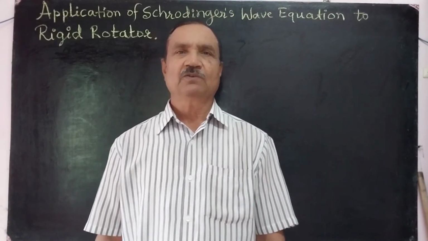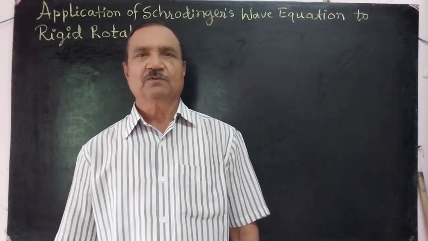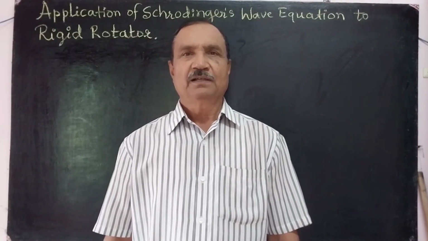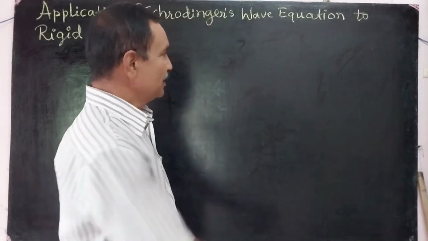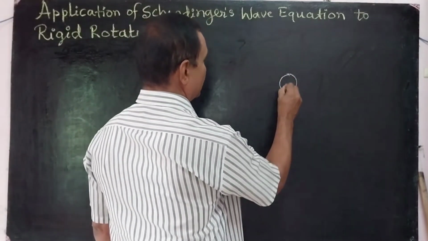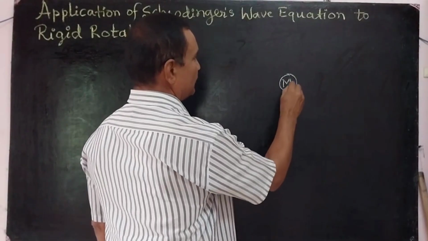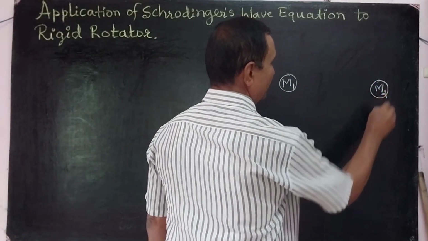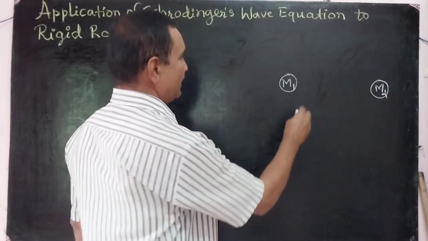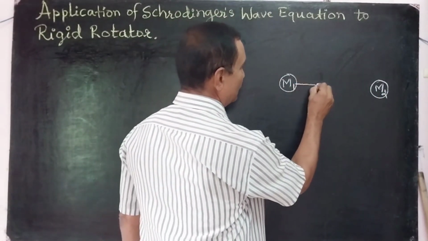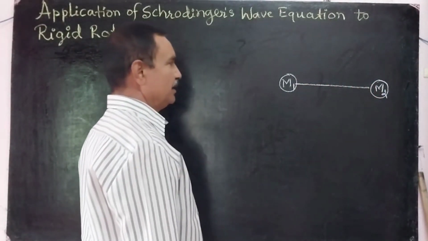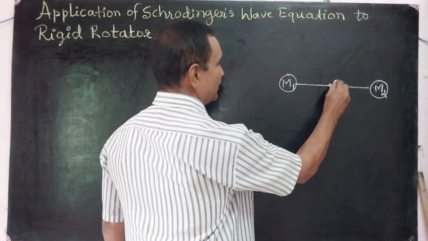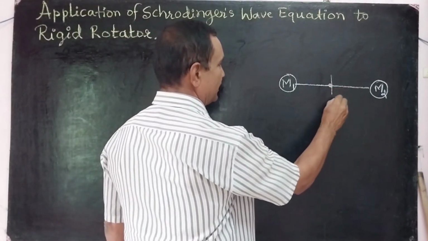In this video, you are going to study the application of Schrödinger's wave equation to a rigid rotator. Rigid rotator means, suppose m1 is one particle and m2 is another particle. These two are bound by a rigid bond. Suppose C is the center of gravity.